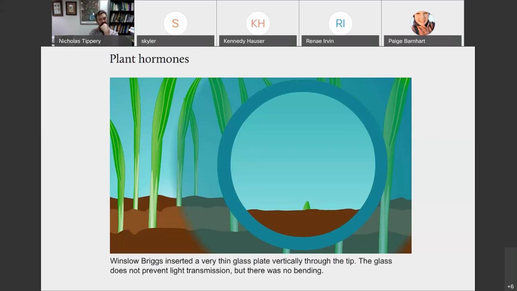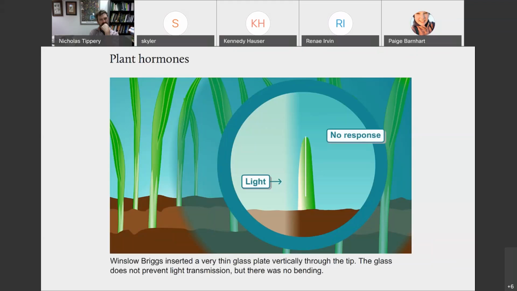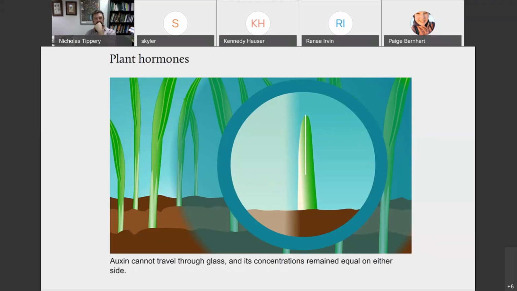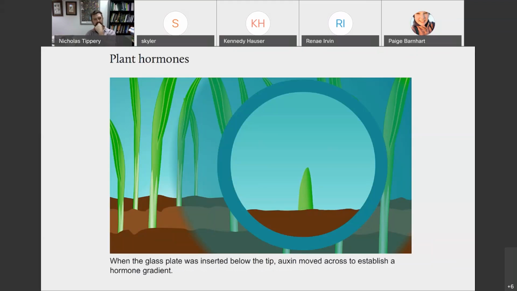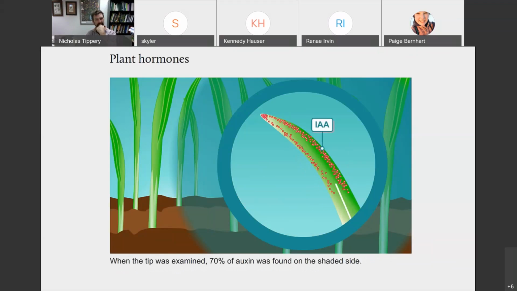Winslow Briggs inserted a very thin glass plate vertically through the tip. The glass does not prevent light transmission, but there was no bending. Auxin cannot travel through glass, and its concentrations remained equal on either side. When the glass plate was inserted below the tip, Auxin moved across to establish a hormone gradient. When the tip was examined, 70% of Auxin was found on the shaded side.